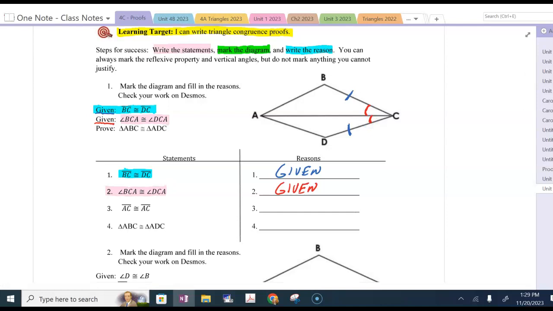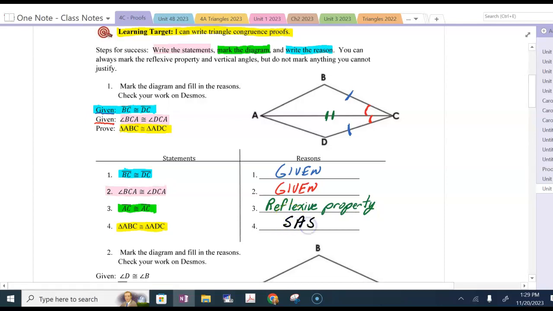And then we talked about in the last unit that AC is congruent to AC, meaning I could put this mark down the middle. And that is called the reflexive property. Now we wanted to prove triangle ABC is congruent to triangle ADC, which is the last sentence. And if you look at the diagram, the reason is side, angle, side. So the idea here is you always start with the given, you mark what you know, you might use the reflexive property, or we did use the reflexive property, and then you say why the triangles are congruent.